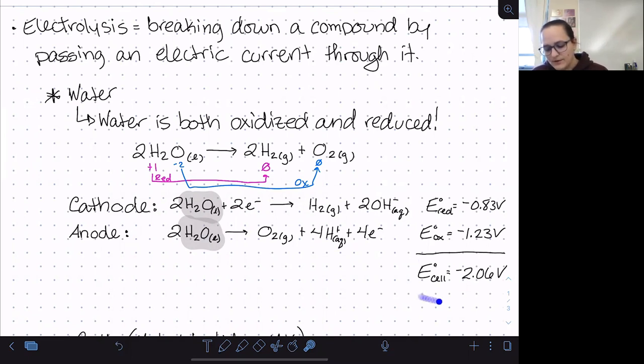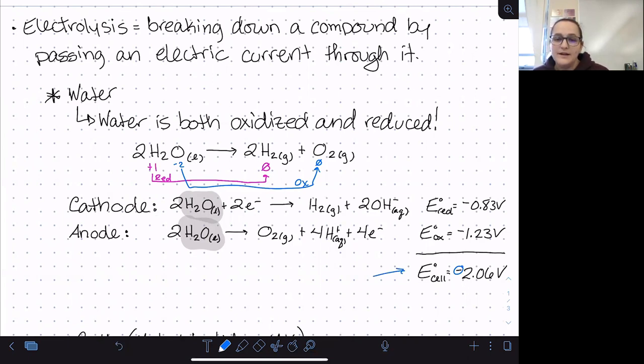And so this always has a standard cell potential of -2.06 volts. Note that it is negative, which means this reaction is not thermodynamically favored, which is why we have to pass an electric current through water in order for this to happen. This is why water doesn't just spontaneously become hydrogen and oxygen. It prefers to stay as water unless we apply energy to break it down in this way. Because this is negative, that means this is not thermodynamically favored.